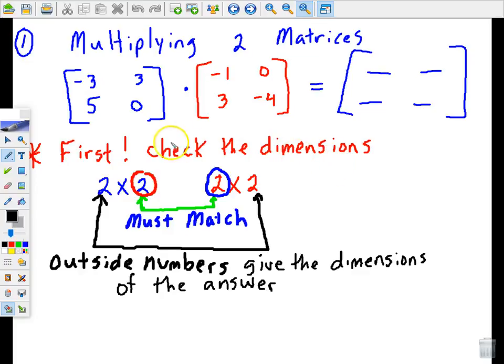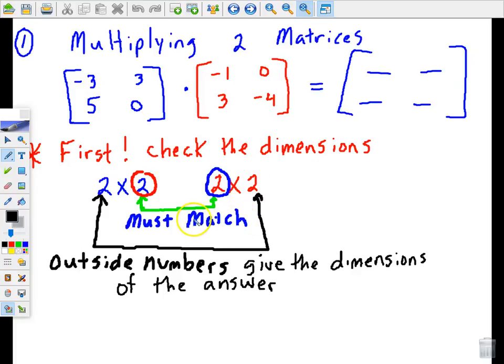And what do I mean by that? Well, for this blue matrix, I just wrote the dimensions in blue. You can see here I just wrote 2 by 2. Remember, that means 2 rows and 2 columns. The red matrix is also a 2 by 2, 2 rows by 2 columns.